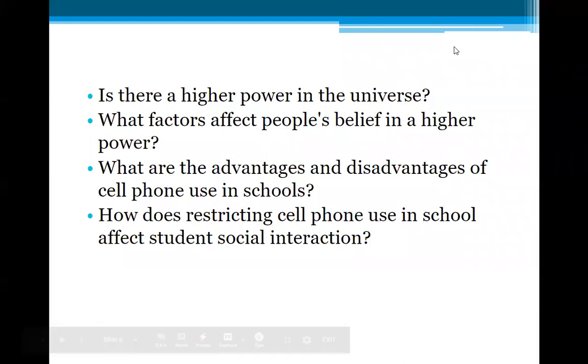So, if there is a higher power in the universe, what? Okay. What factors affect people's belief in a higher power? What do you think? Which one is the good question? So, number two, of course, is the good question.